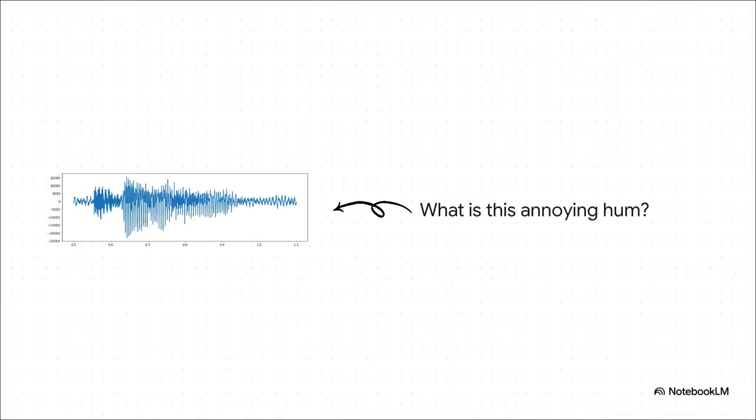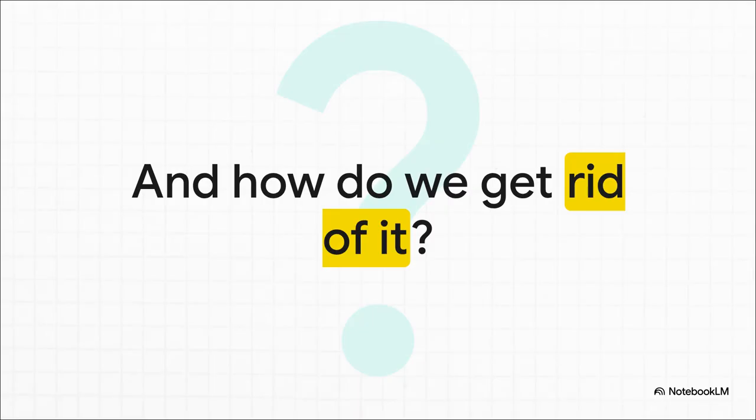Yeah, you know this sound. It's that awful 60 hertz hum you get from electrical noise. It can totally ruin a perfect audio recording, this constant, low-level buzz that just sits under everything. So, how do we get rid of it?